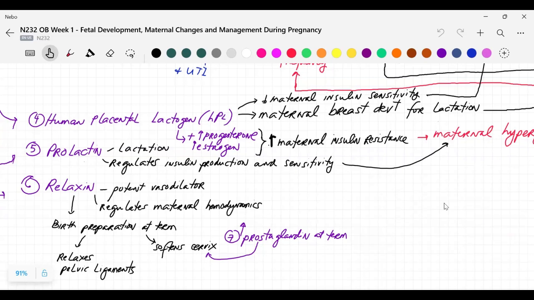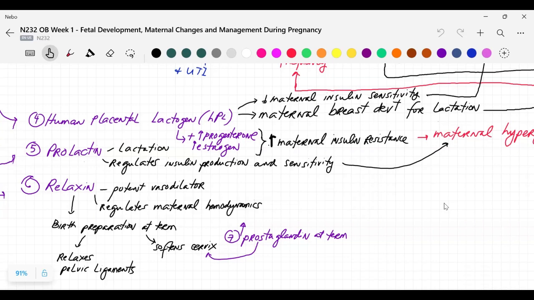To lower the sugar, right? So when insulin is released, it takes the glucose from the blood. It opens the insulin receptors of the cell and takes the glucose from the blood to the cell. When there's decreased insulin sensitivity, the cells don't open up to insulin. So where does the sugar go? In the blood. It stays in the mom's blood, okay?